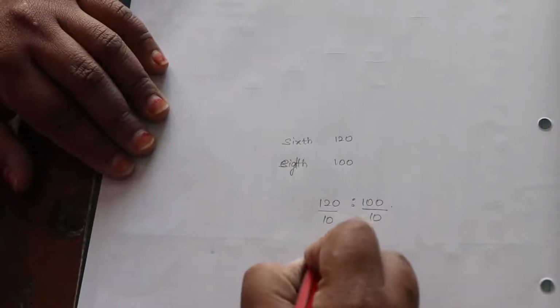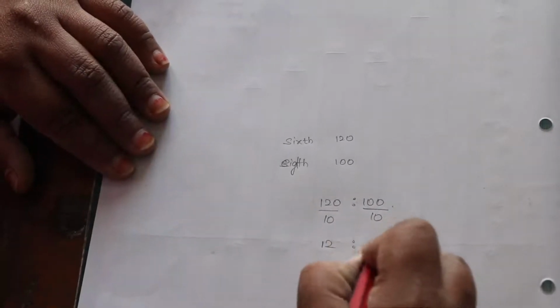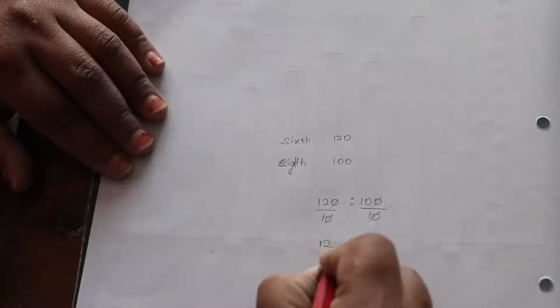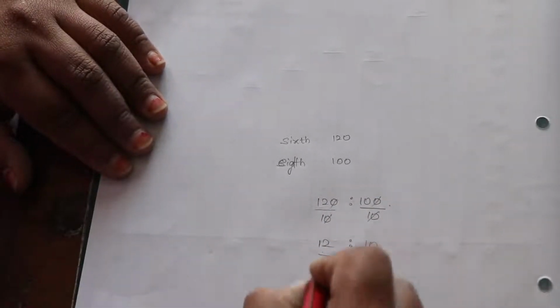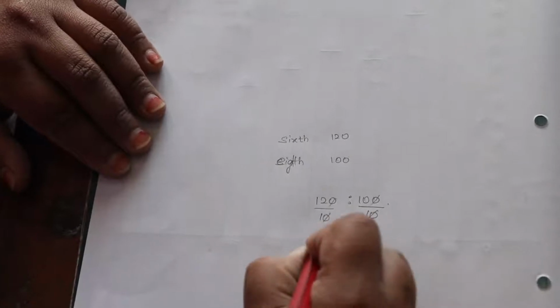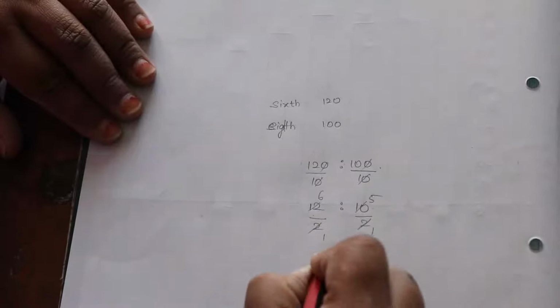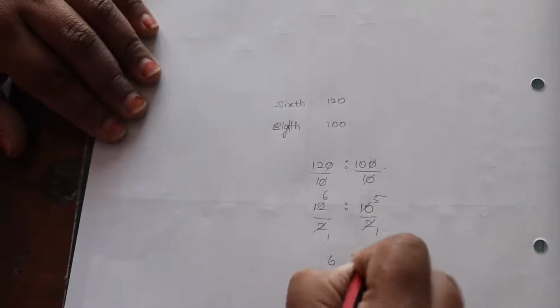So we have 12 is to 10. The 0s get cancelled. We have 12 is to 10. Again we have to divide this by 2. So 2 1s are 2, 2 6s are 12, 2 1s are 2, 2 5s are 10. So here 6 is to 5, okay.